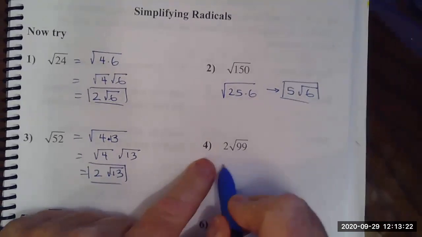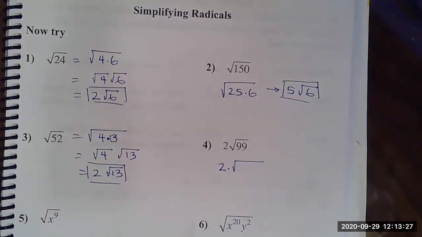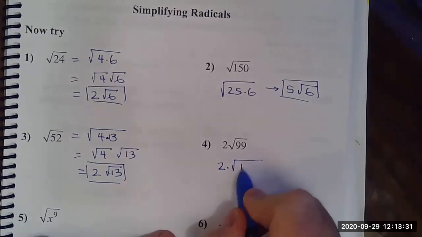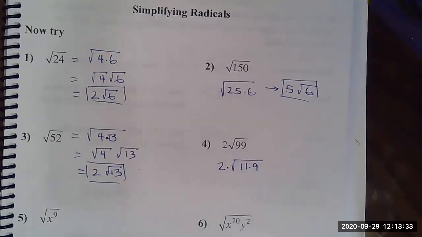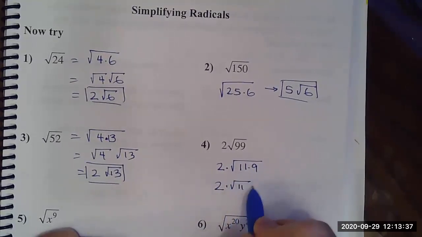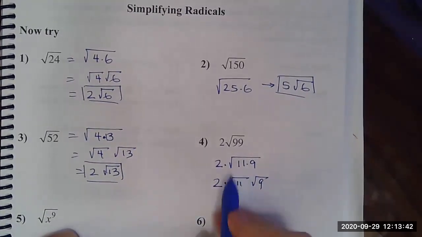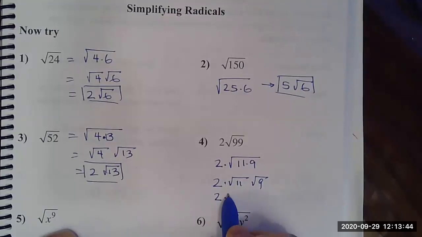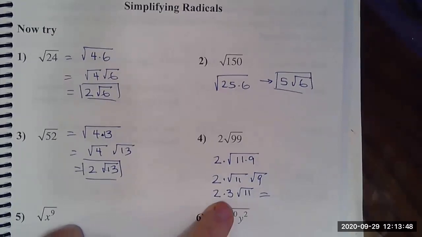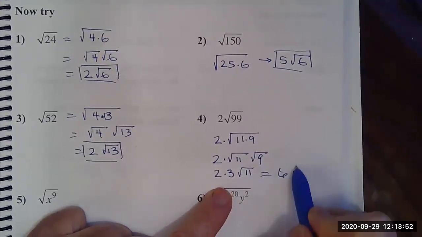Next one. So, two numbers that give you 99: 11 and 9, or 9 and 11. The square root of 9 is 3. So you put the 3 out here where the 2 is, leave the root 11. So your best answer, now you multiply the numbers that are outside, is 6 root 11.